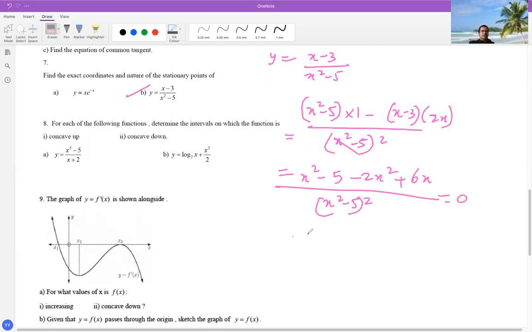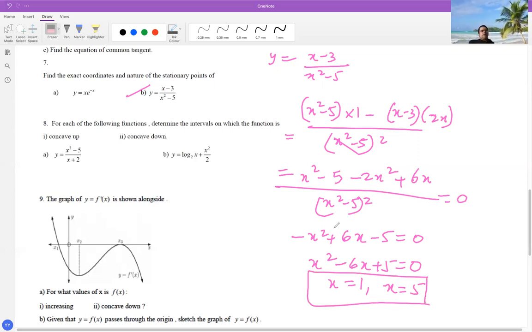So you get negative x squared plus 6x minus 5 is 0 if you equate to 0. So you get x squared minus 6x plus 5 is 0, so x is 1 or x is 5. These are the two x-coordinates we got. Now, I really don't know whether each is a maxima or minima, so you're going to draw the sign diagram about 1 and 5.